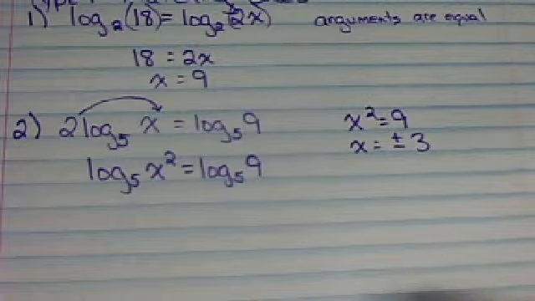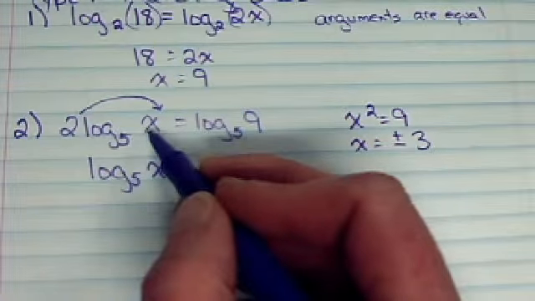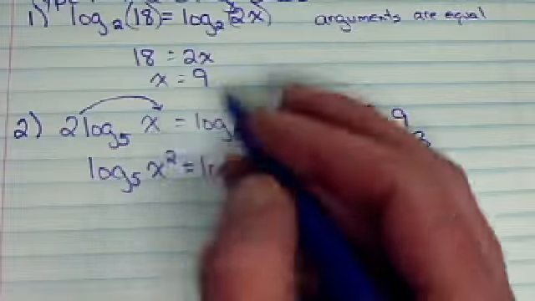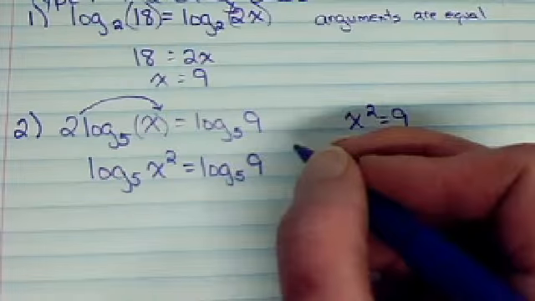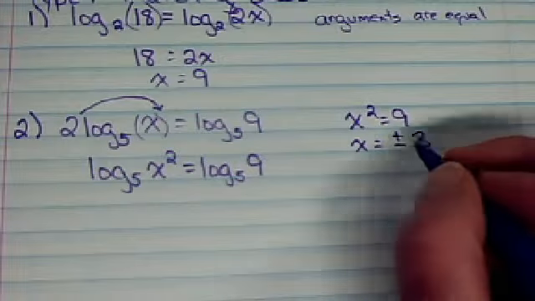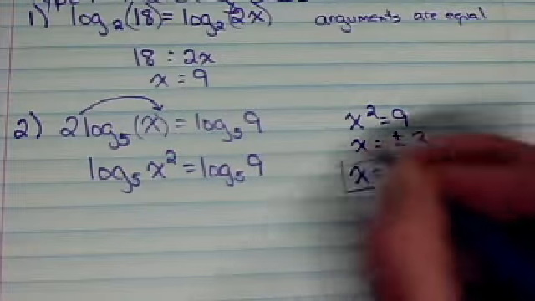Well, think back to what we said about our arguments in the original statement. That x is an argument. It cannot be negative or 0. So the negative is a bad answer. The only good answer is x equals 3.